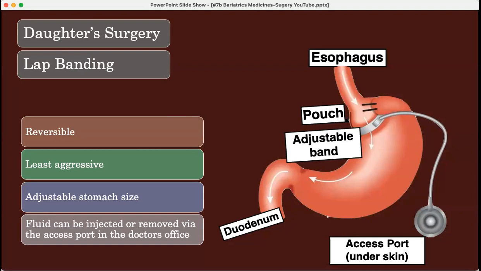It's an adjustable band, and they have an access port that goes under the skin. You can take a needle and inject this access port and make the band smaller, or take out some of the injected solution to let the band get larger. So it's got a pouch with this adjustable band. So of all of them, gastric bypass surgeries, this is the least aggressive. And of course, removable.